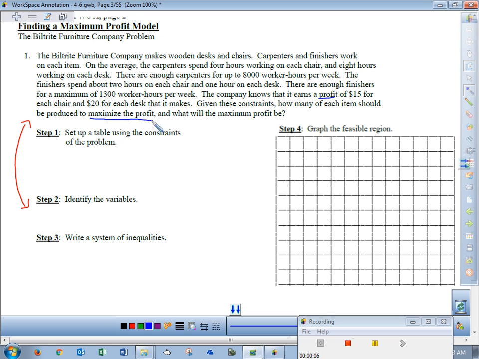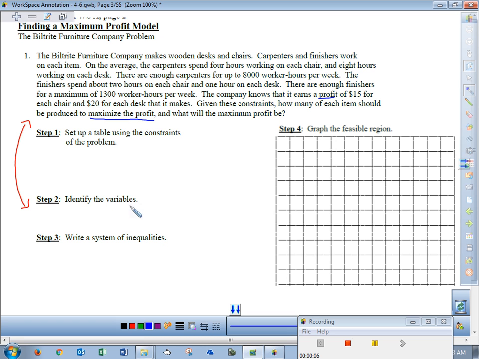There's the key right there. We want to maximize the profit. And what will that maximum profit be? Wow, that is a lot of information. Don't let it overwhelm you, because when we follow these steps, it's going to be pretty simple. And honestly, I'm a big believer in switching step 1 and step 2 around, but I didn't want to change the worksheet, so we're going to do step 2 first.